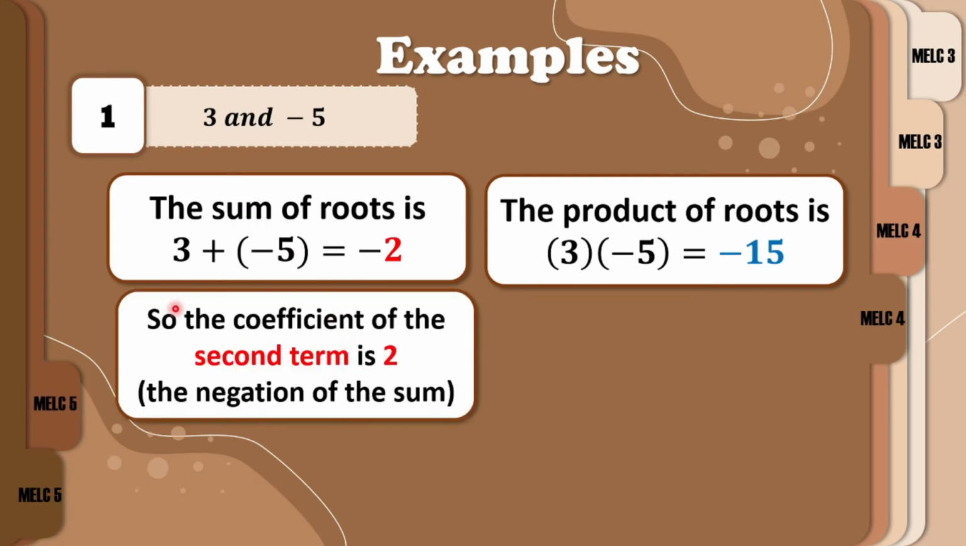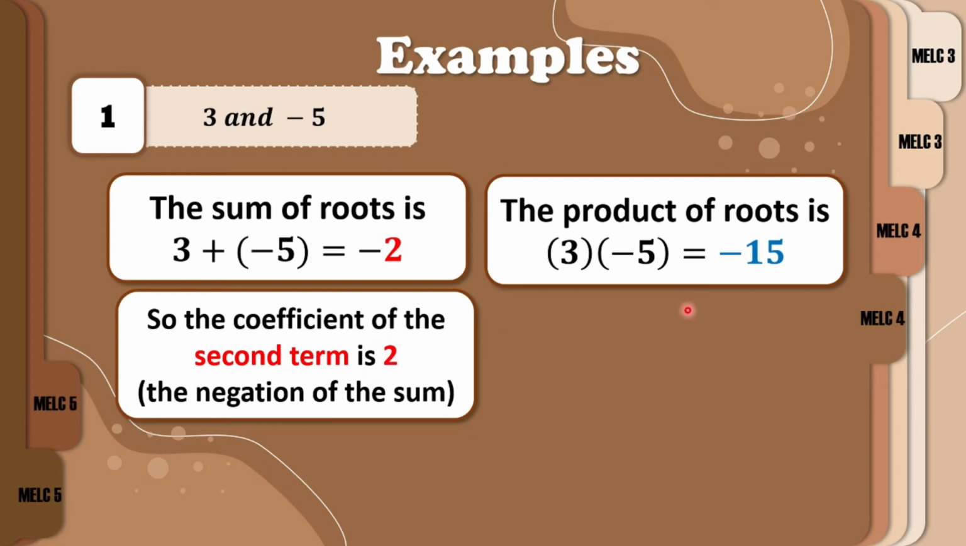Then in sum of roots, remember, the coefficient of the second term is 2. So tandaan doon sa ating quadratic equation, meron siyang first, second term. So the second term, syempre yung 2 na nakuha natin, magiging kabaliktaran niya. Kung negative 2 ito, so the negation, ibig sabihin kabaliktaran or ininegate natin, that will result to positive 2. So the final answer here is 2.